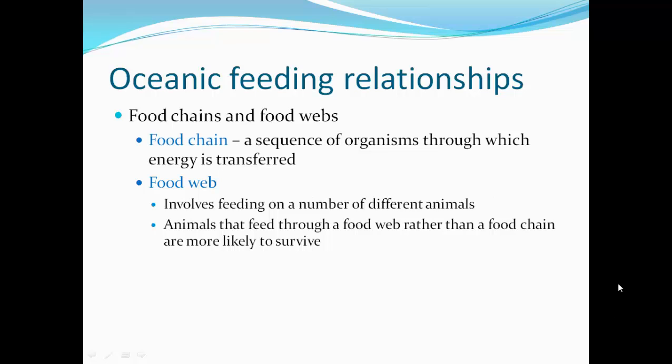Food chains and food webs. A food chain is a sequence of organisms through which energy is transferred. A food web involves feeding on a number of different animals. Animals that feed through a food web rather than a food chain are more likely to survive.